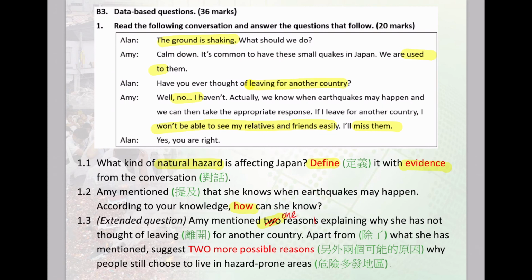Apart from what she has mentioned, suggest 2 more possible reasons why people still choose to live in hazard-prone areas. So can you suggest 2 more reasons why Amy wants to stay in Japan, but not go to another country where there may not be earthquakes, like Hong Kong. Why does Amy not show her interest in moving to Hong Kong when earthquake may not happen in Hong Kong? Why does she want to stay in Japan? What's so good about Japan? Is there any reason behind she cannot leave Japan? But remember, do not mention that she may miss her relatives and friends, because this is mentioned in the conversation already. You have to suggest another 2 more possible reasons.